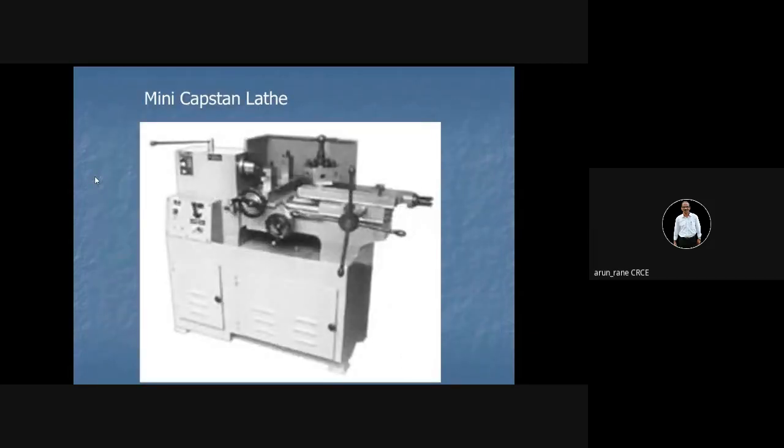This is again a capstan lathe, a mini capstan lathe. Why is it called the mini capstan lathe? Because it is very small. Here the hexagonal turret is mounted on the auxiliary slide. You can see this handle, which is used for moving the auxiliary slide. Again, this is used for lighter products or lighter components.